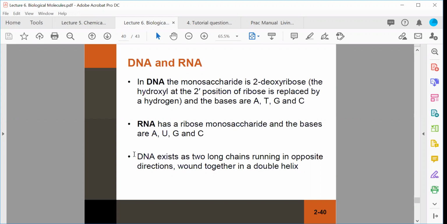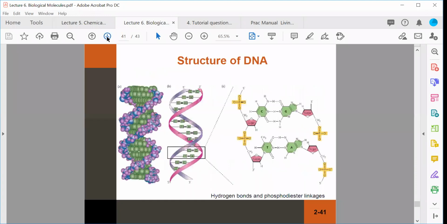So getting back to DNA, DNA exists naturally as 2 long chains of nucleotides running in opposite directions to each other and wound together in a double helix formation, which we'll see here on the next slide. All right, so this is the structure of DNA.